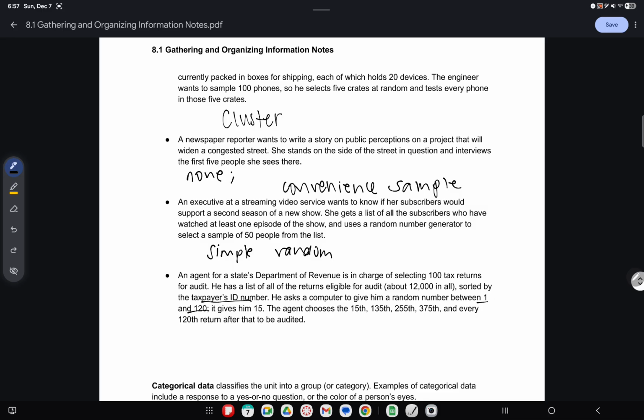Okay, I'm a little backwards here. Hang on. Between 1 and 120, it gives them 15. We're choosing the 15th, the 135th, 255th. So we started out counting out to the 15th one, and then we went out 120, and then 120, and 120, and so on and so forth. So this is a systematic sample. The ordered list, or the ID numbers, should have been the first giveaway for this to be systematic.